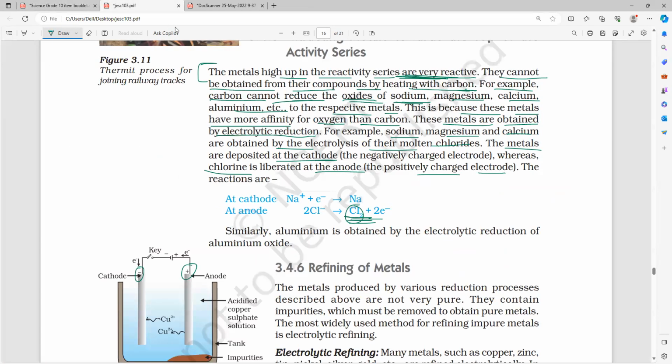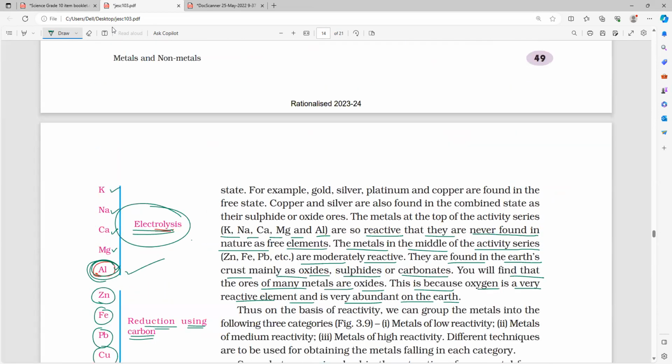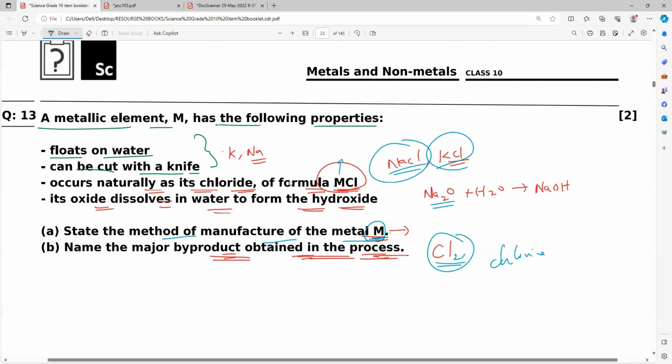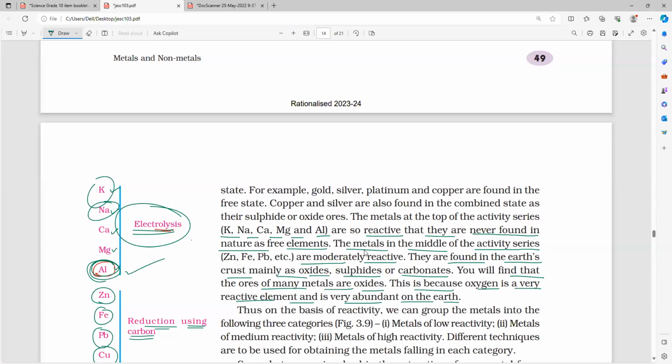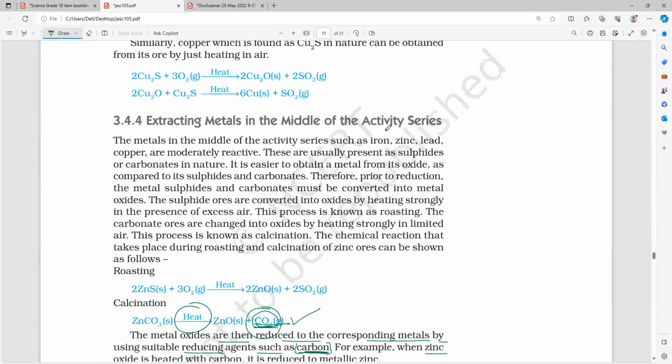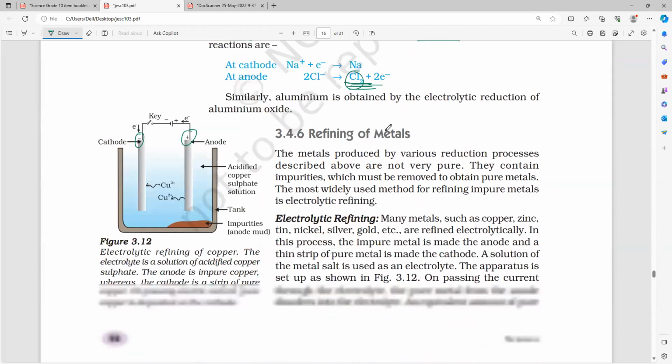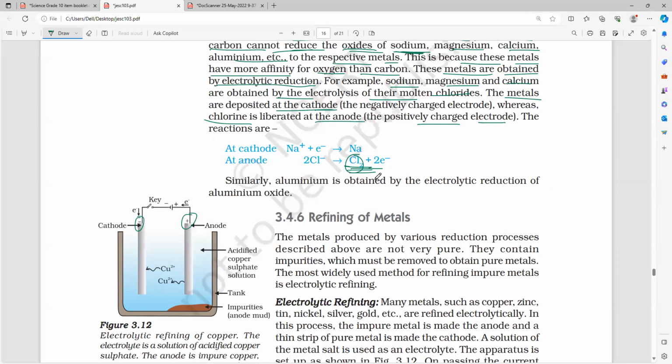Sodium or potassium, both can be extracted by what? By electrolysis only. Potassium also by electrolysis, sodium also by electrolysis. So that's why I'm writing it is electrolysis. And the major byproduct in both cases is chlorine gas. So that we can write.